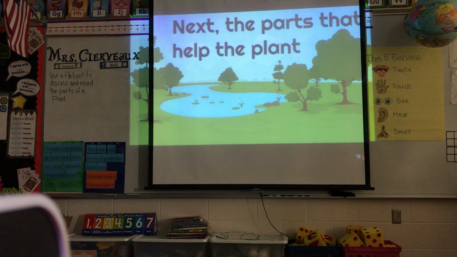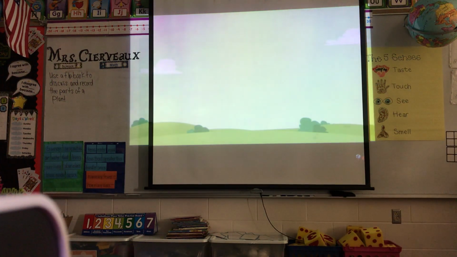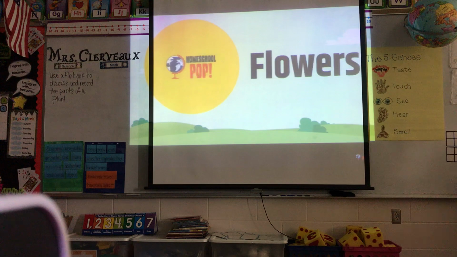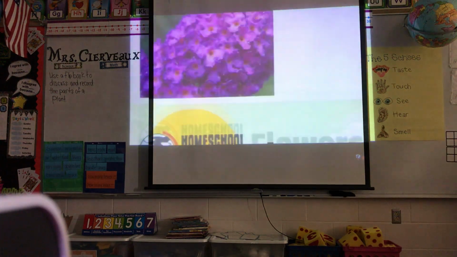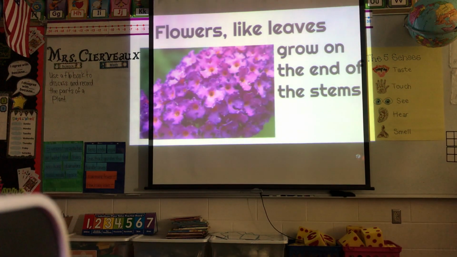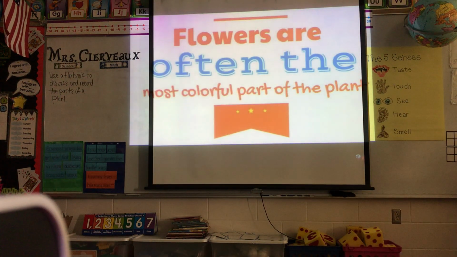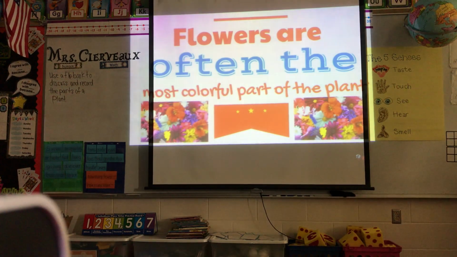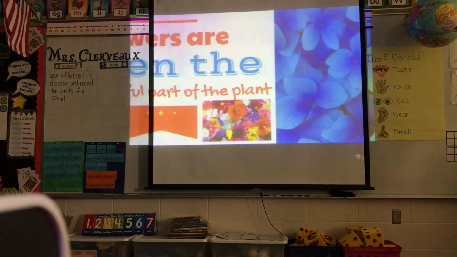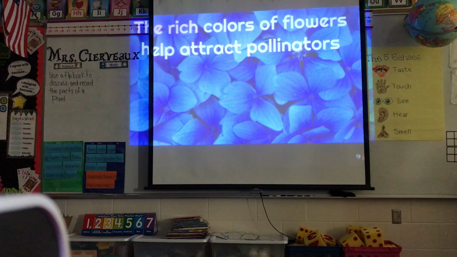Okay, so next, the parts that help the plant make new plants. The next part we're going to look at are flowers. Flowers, like leaves, grow on the end of the stems. Flowers are often the most colorful part of the plant. Okay, now this is awesome. The rich colors of flowers help attract pollinators. That's why they're beautiful. The beauty has a purpose.